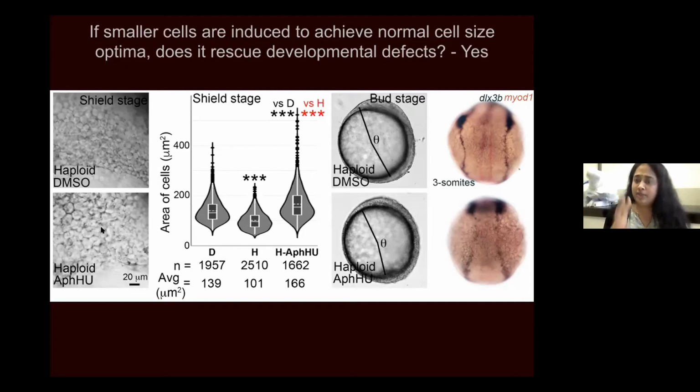So these embryos have a double hit. They are haploids and they have been subjected to drug. So they are not very happy subjects, but it sort of gets the point across, which is haploid embryos have smaller cell sizes. Haploid embryos treated with this drug combination, the cell size sort of reverts back to normal. It's different, but it reverts back to normal.